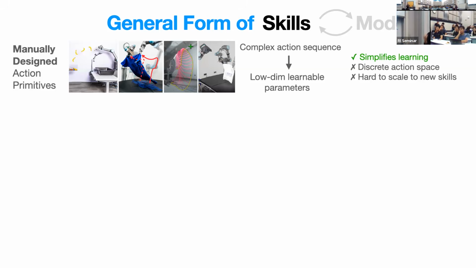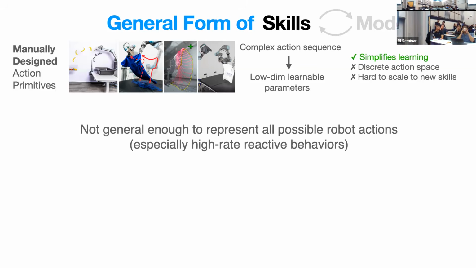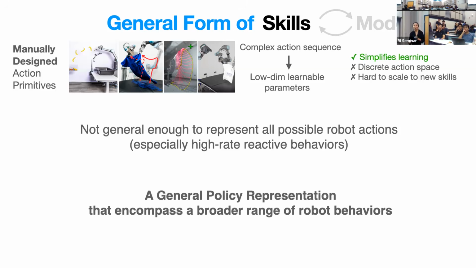However, that design of action primitives, as you can all imagine, is very limiting because it requires a lot of expert engineering and also manual tuning. And I think an even bigger problem is that these pre-designed action primitives with parameters are not general enough to represent all possible robot actions, especially the ones that require high-rate reactive behaviors. So for a while, our lab has been searching for a general policy representation or action representation that could encompass a broader range of robot interactions or behaviors.